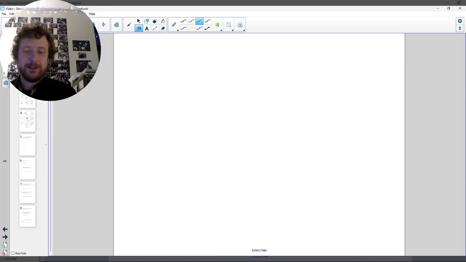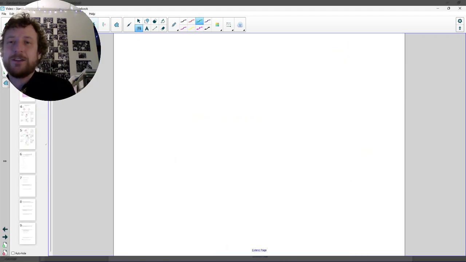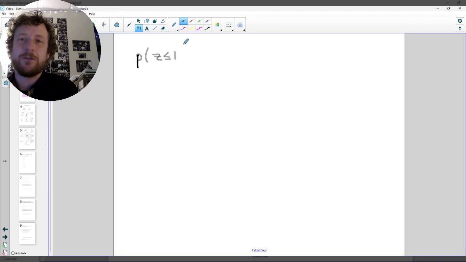So let's try this. What if I have the same thing that I had before, only now it's what is the probability that a randomly chosen person has a z-score of less than or equal to 1.57? Oh my goodness.